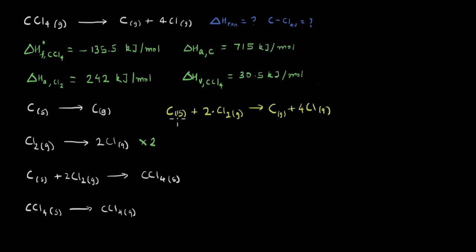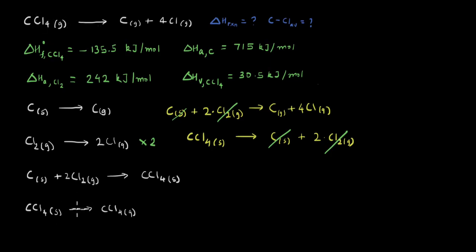So we have carbon plus 2Cl2 giving carbon in gaseous form plus 4 chlorine atoms. So now we can see that the left hand side of this reaction matches the left hand side of this reaction. So if we were to reverse this reaction and write it here, now if we add both of these reactions, the carbon and the chlorine from both sides will go off. But what we get here is the CCl4 solid, and the problem has this CCl4 in gaseous state.